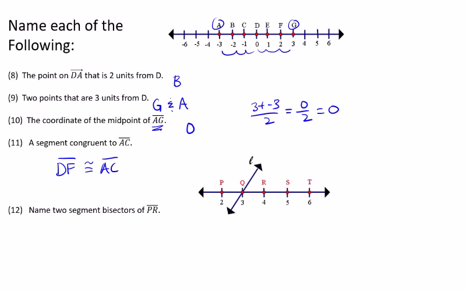So PR is 2 units long, so anything that cuts it in half into 1 unit on each side would be a bisector, right? So Q is a bisector, point Q, but also line L is a bisector, right? All right, does anybody see anything else? I don't. So those two things are segment bisectors.